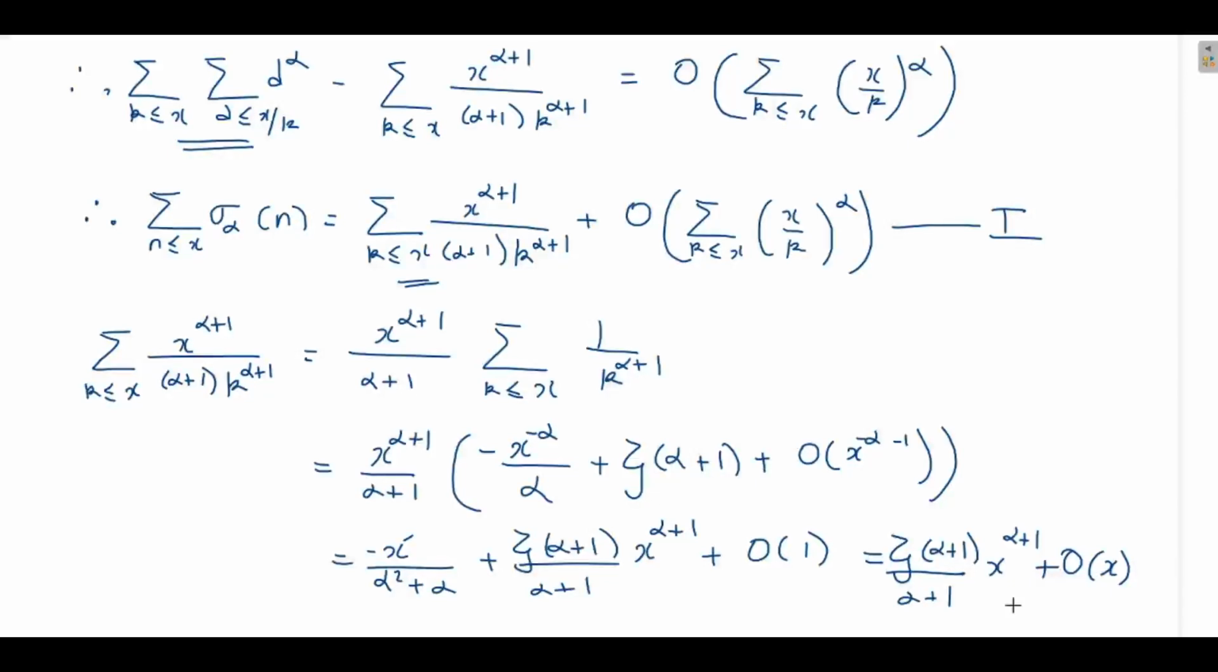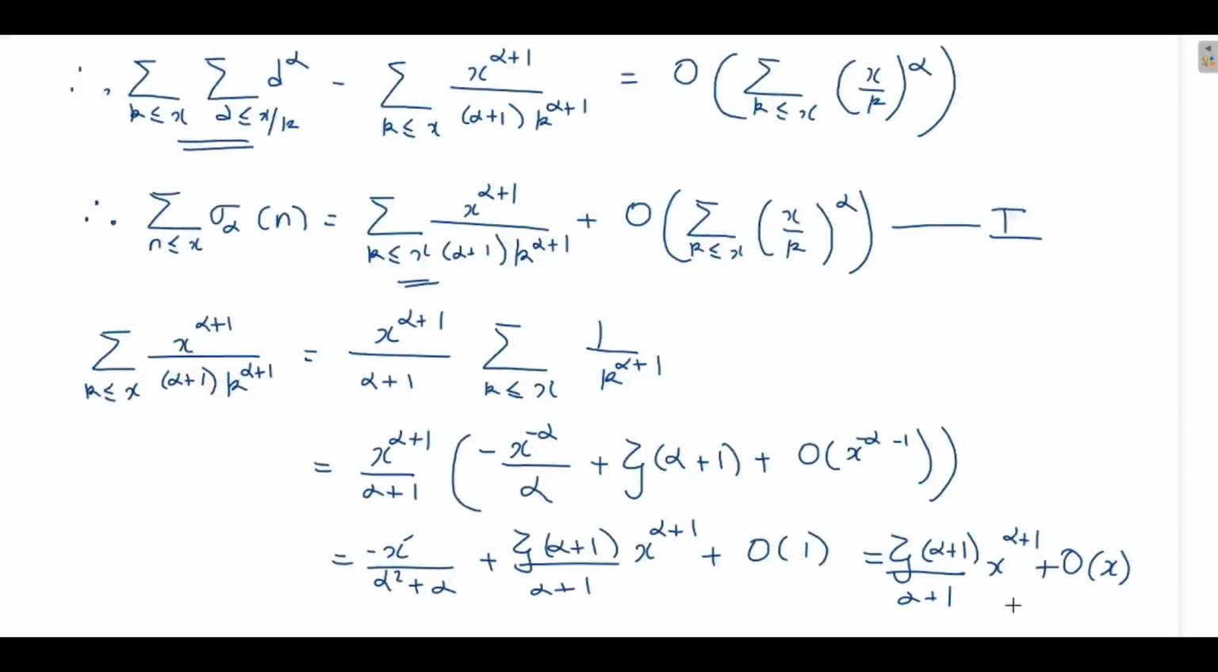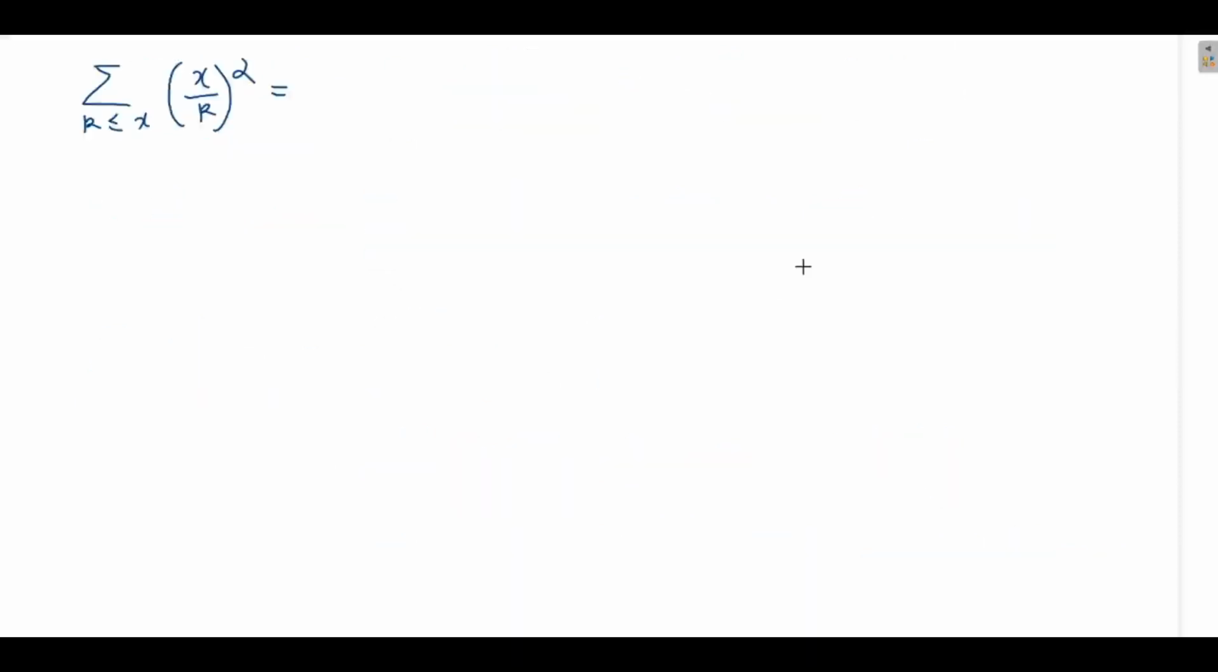Now what is the beta? Okay, we can see here beta is the maximum of 1 and alpha. So let's see what we get. So now let's look at summation k less than or equal to x by k raised to alpha. Okay, that is, I am looking at, let me call this as 2. I'm looking at this part which is inside the big O. This part I will call 3.